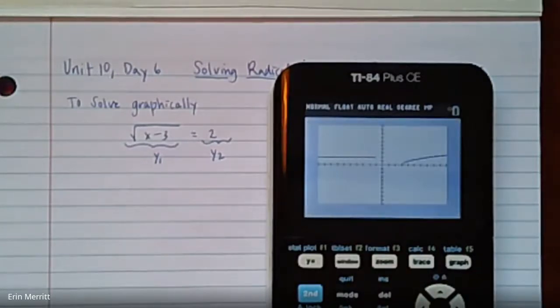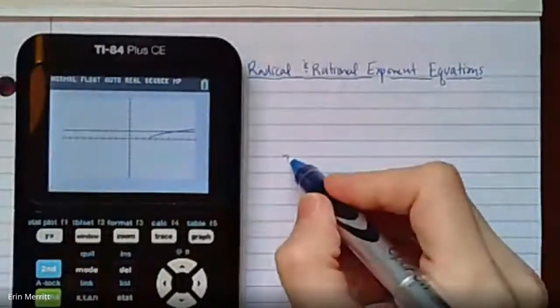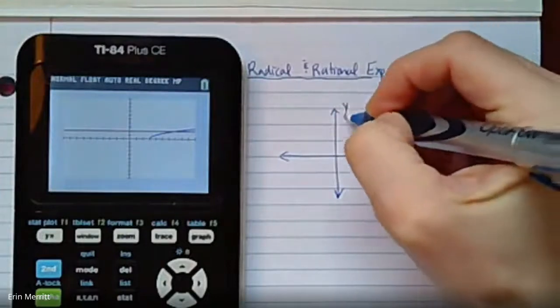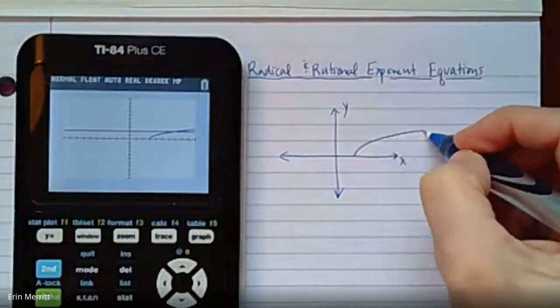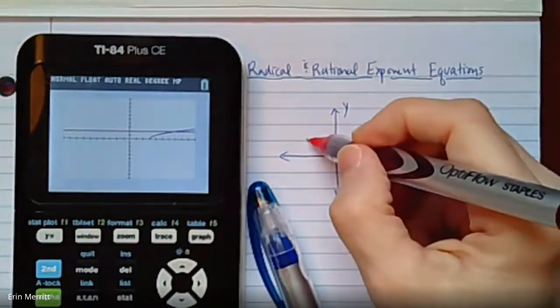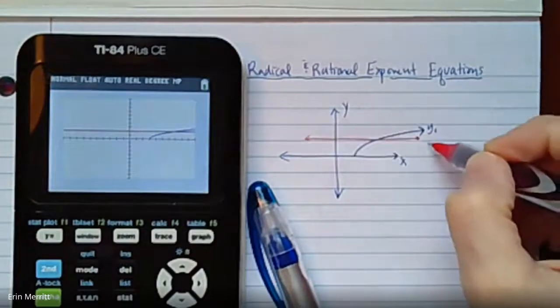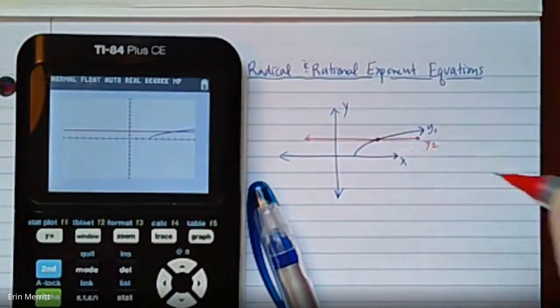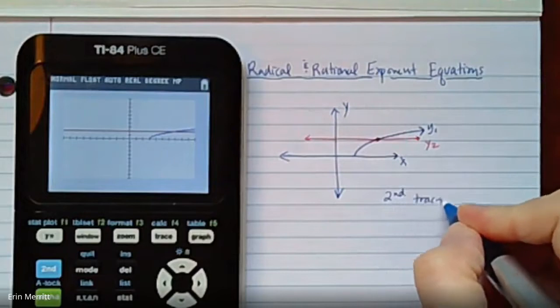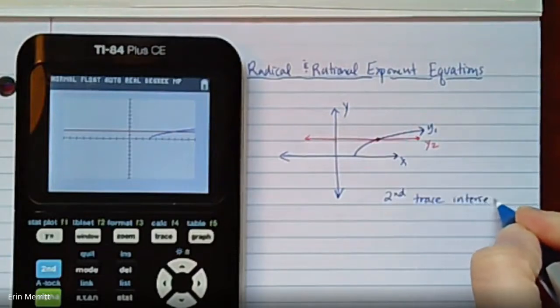The radical kind of looks like half of a sideways parabola, and then y equaling 2 is just that horizontal line right there. So if I just give myself a little sketch over here, x-axis, y-axis, there's my y1, and then to match, I'll use red here. Say here's my y2. And anytime we graph to solve, we know we're looking for the intersection point as our solution. So if I do second, trace, and then intersect, that will locate that point for us.